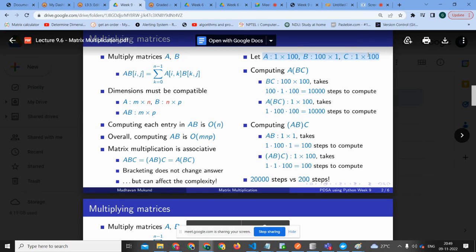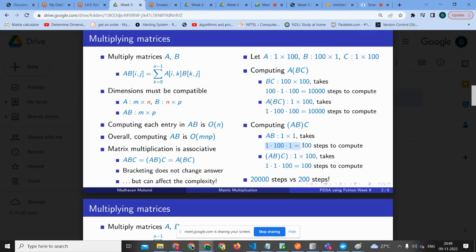So in this example, A is 1 into 100, B is 100 into 1. If we do AB, it will be 1 into 100 into 1, which is 100 computations for AB, and the matrix will be 1 cross 1. Next, 1 cross 1 into 1 cross 100, so 1 into 1 into 100. So 100 steps.